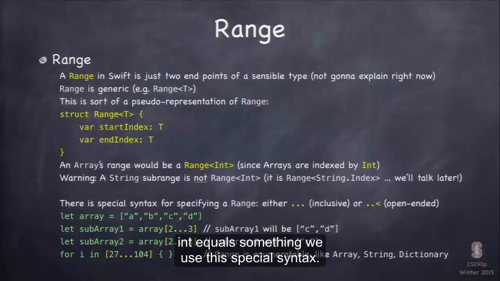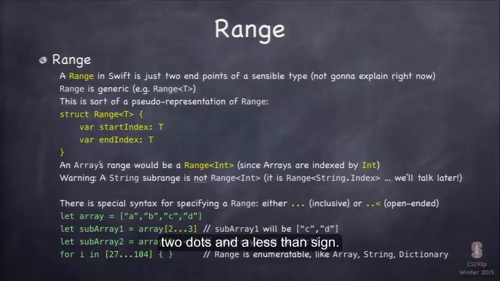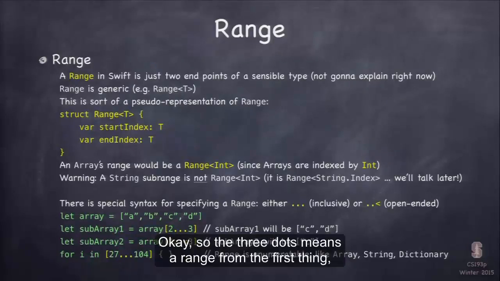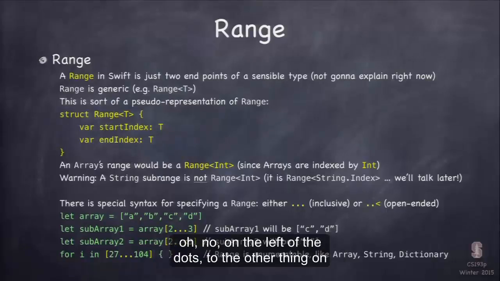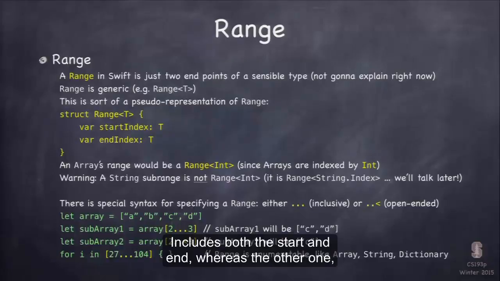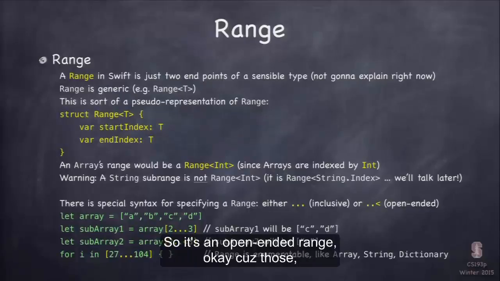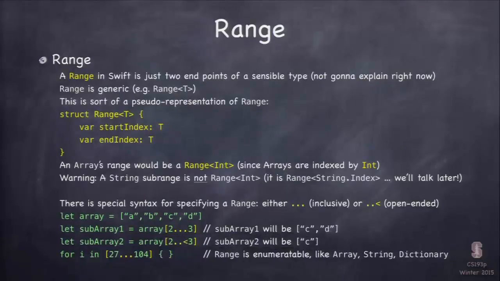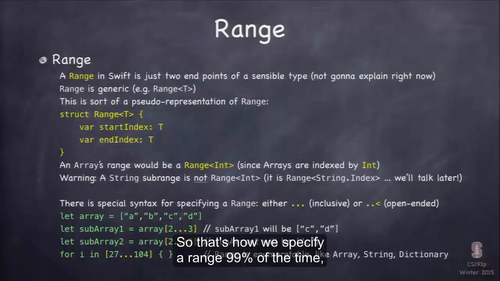So ranges, just like arrays and dictionaries, we don't usually say range angle bracket int equals something. We use this special syntax, and the special syntax is 3 dots or 2 dots and a less than sign. The 3 dots means a range from the first thing on the left of the dots to the other thing on the right of the dots. That's the start index and the end index, and it includes both. Whereas the other one, 2 dots and less than, means it includes the first one, but it does not include the second one. So it's an open-ended range. Both of those kinds of ranges are common. So that's how we specify a range.